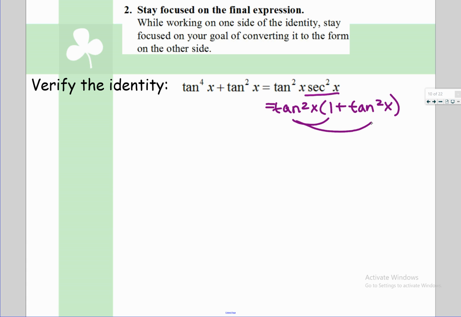So tangent squared times 1 gives me tangent squared. Tangent squared times tangent squared gives me, what do you think? Something squared times something squared gives me 4th power. Yep. And then is that the same thing I have on the left side? Yeah, addition is commutative. So if we see tangent to the 4th plus tangent squared, we assume it's the same as if I swapped out those terms. End of proof.